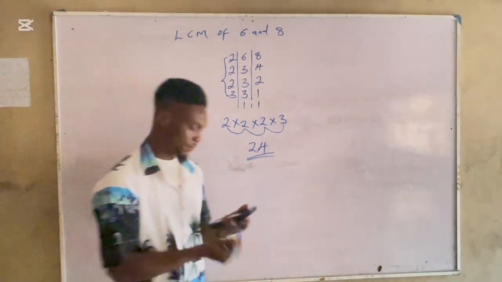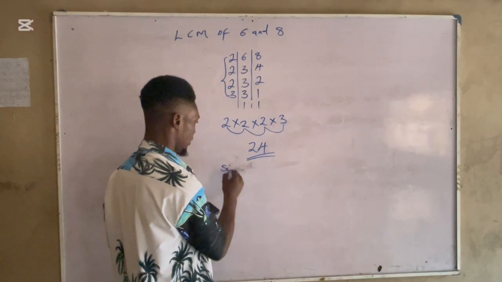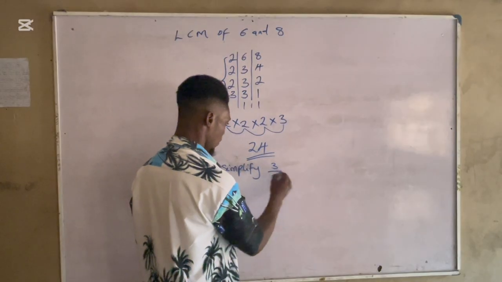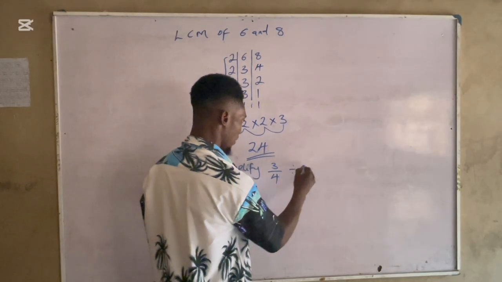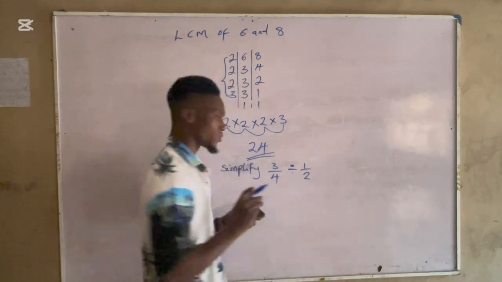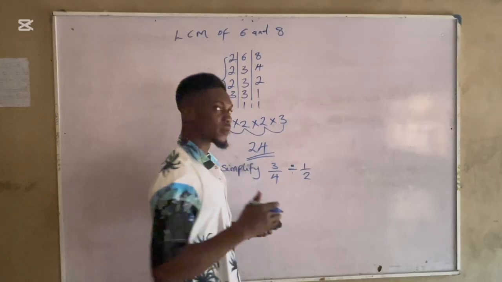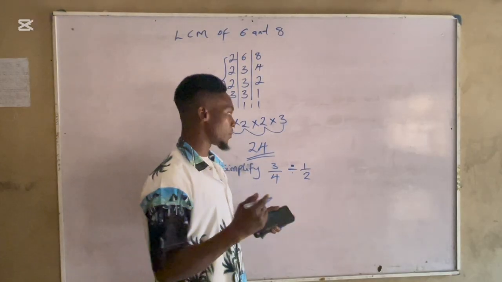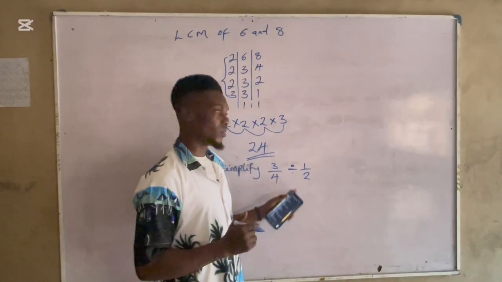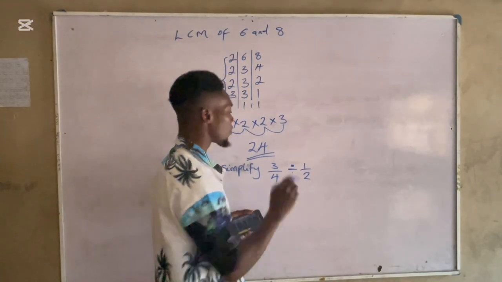The next question. Simplify 3 over 4 divided by 1 over 2. Now, before I take this question, I want to explain something for you. We have division here, but for you to be able to divide fractions, you have to first understand how to multiply fractions. This is how we multiply fractions.